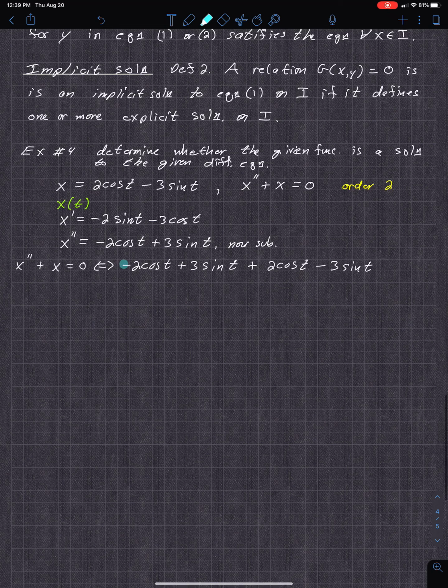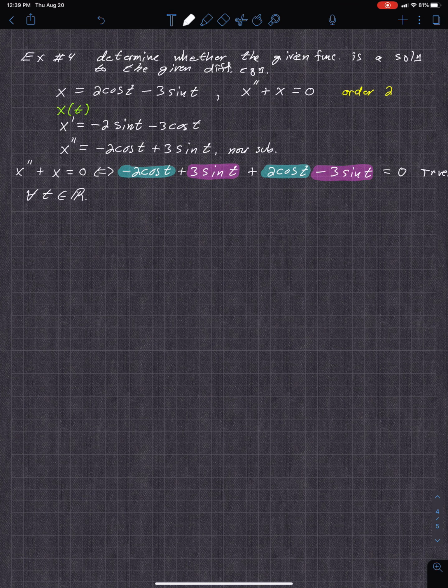And let's see, you have negative 2 cosine t, 2 cosine t, you have 3 sine t, negative 3 sine t, and that sum we can see easily that it's 0. Okay, so that's true. So you get a true statement, and that is actually true, we can say, for all t in the reals. That's one of the things we'll keep track of: for what values of the function is the statement true. Okay, not too bad, right? So far so good. Okay, let's do another one.